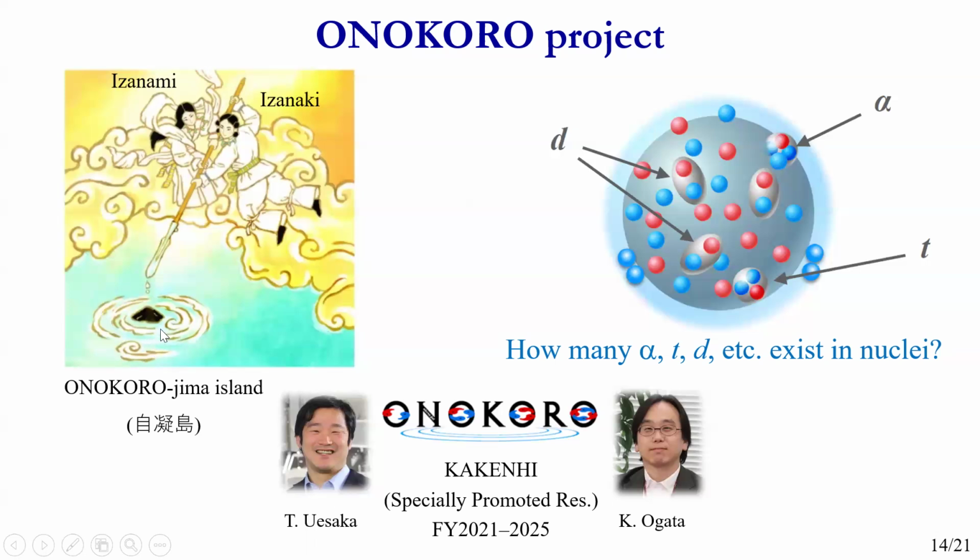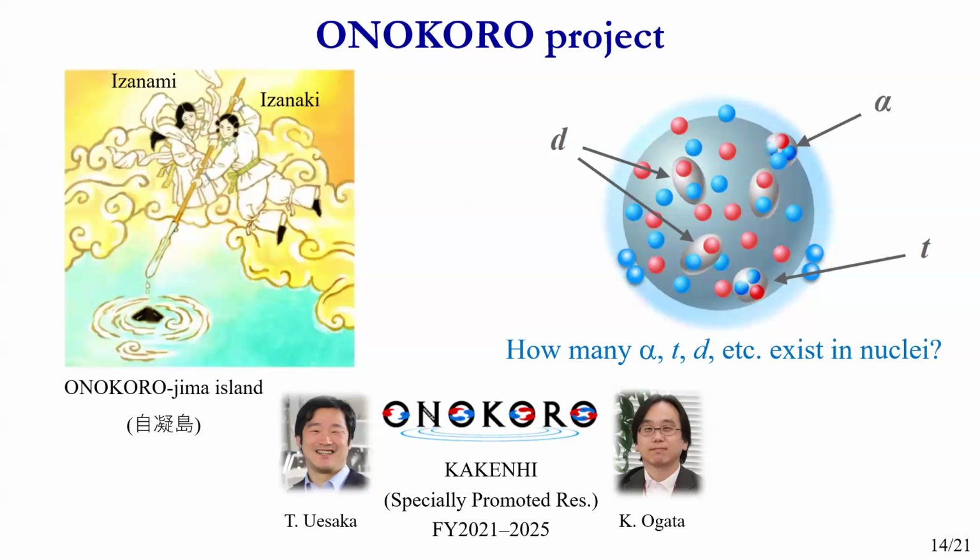I don't know whether it is correct. But yeah, when we write this Onokoro in kanji, it is something like this. This means self-clustering. So Uesaka-san loves this word very much, so he named this project Onokoro. And we got quite a big Kakenhi for this project, and he is the PI, and I'm a co-PI who is responsible for the theoretical description of the reaction part.